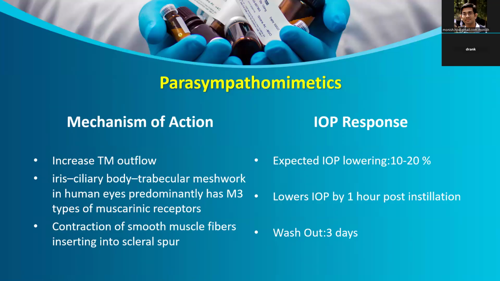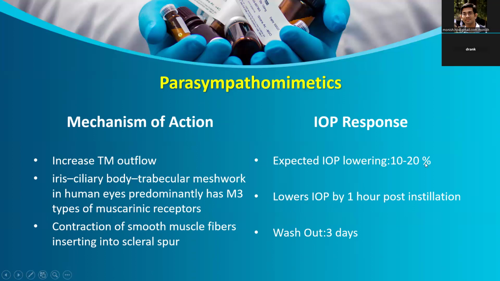What is the mechanism of action? They increase the trabecular meshwork outflow. How do they do that? By stimulation of the muscarinic receptors. The iris ciliary body trabecular meshwork has mainly M3 type of muscarinic receptors. By stimulation of these receptors, the ciliary muscle gets contracted. By contraction of the ciliary muscle, the scleral spur is pulled back, and there is widening of the trabecular meshwork, and an increase in the aqueous humor outflow. So it acts on the M3 receptors, and contraction of smooth muscle fibers leads to increase in aqueous humor outflow.